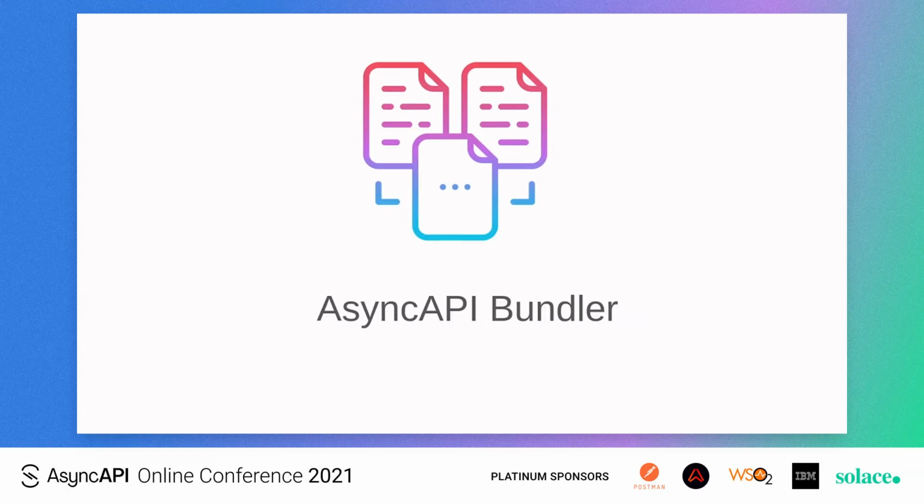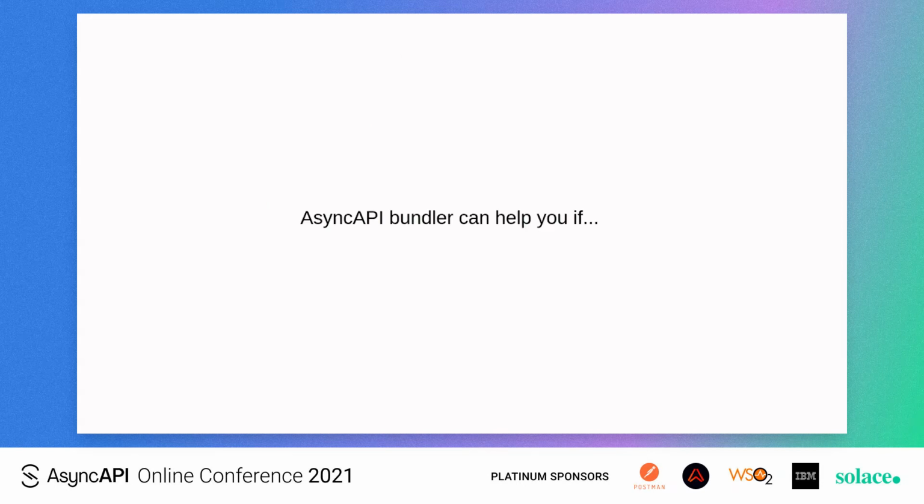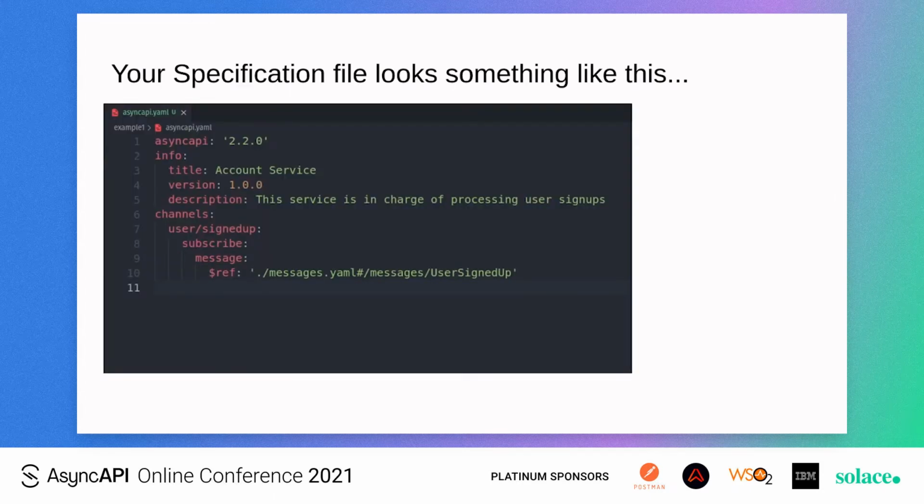The project I built in this hackathon is AsyncAPI bundler, and just as the name suggests, it bundles multiple AsyncAPI files into one. For now, you can use bundler for two main use cases. AsyncAPI bundler can help you if your specification file looks something like this, where there are references to external files. Having this structure is beneficial as your specification files are well divided and you can reuse them effectively. Also, your specification files are quite small in size.